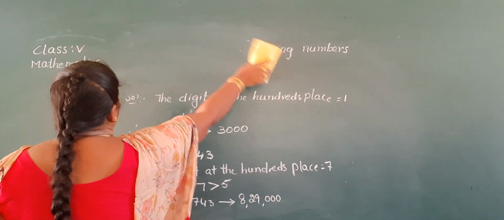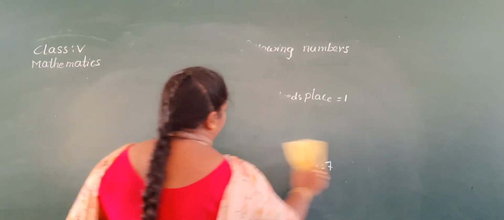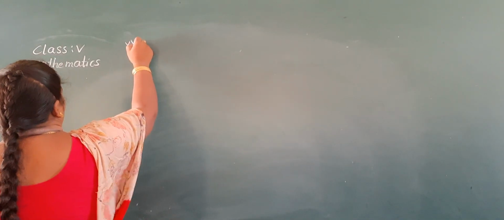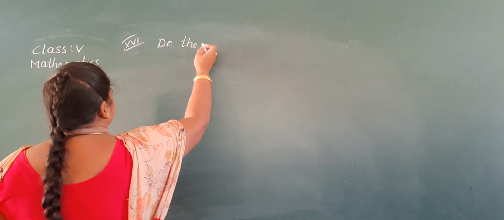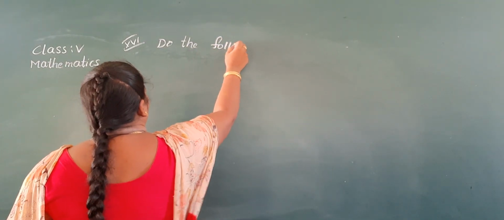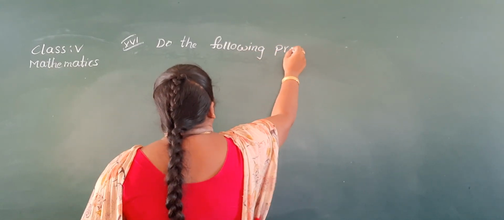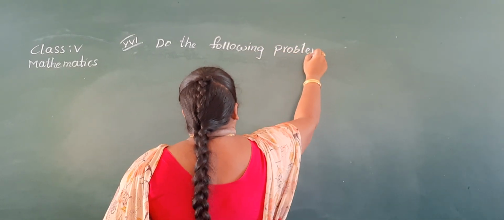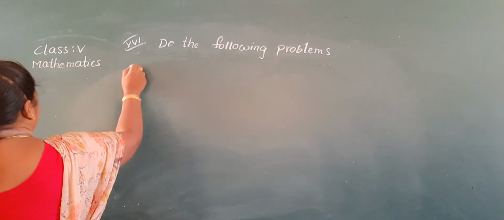Next, do the following additions. 16th one, do the following addition. So do the following problems. You'll keep like this. In this one, I will give both addition and subtraction. Okay? The first one.